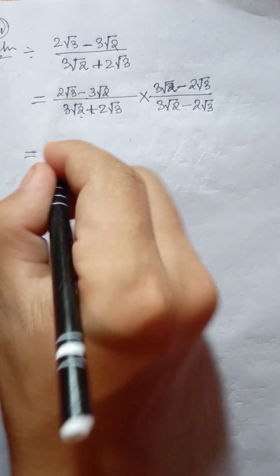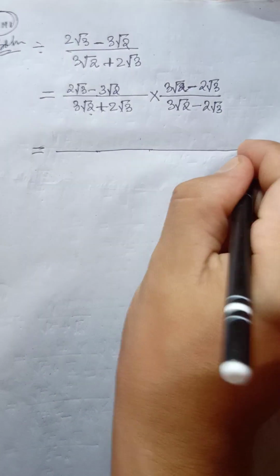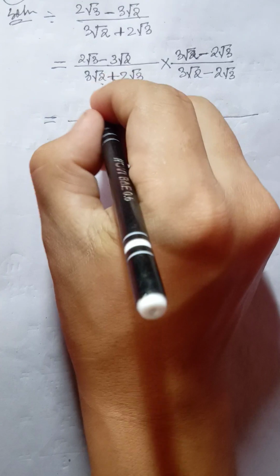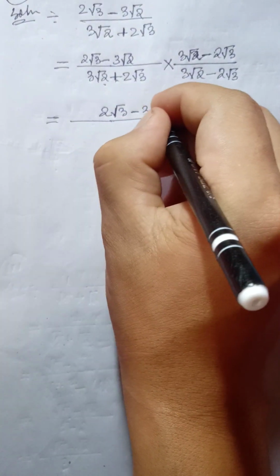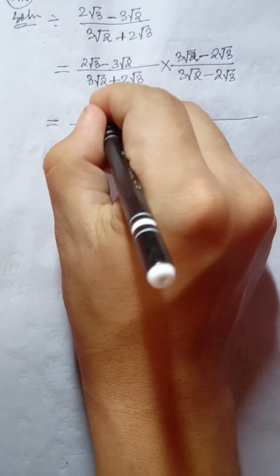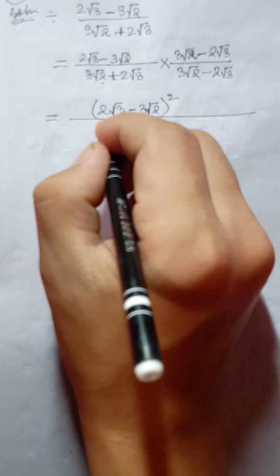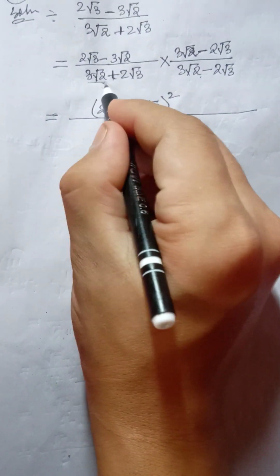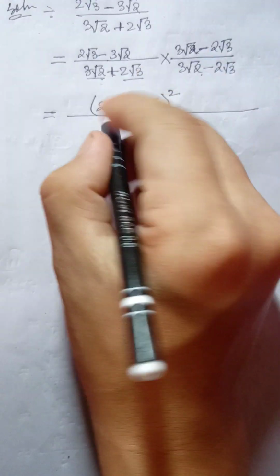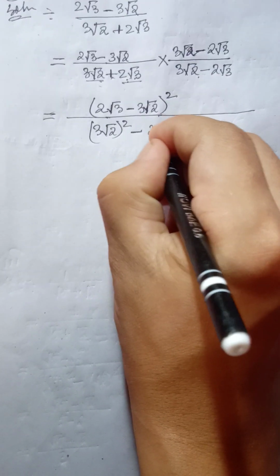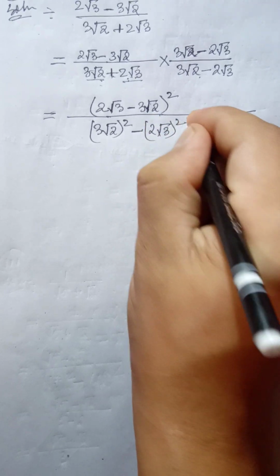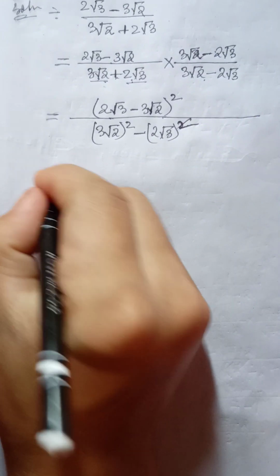Okay, just multiply this, and whatever you get, you will get the formula that we call a minus b whole square. Okay, here what will be the formula that we will use? That is a square minus b square. Here this will be the value of a and this will be the value of b. Okay, a square, that is 3 root 2 whole square, minus what is the value of b, that is 2 root 3 whole square.